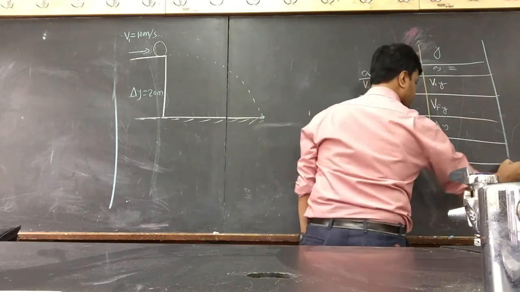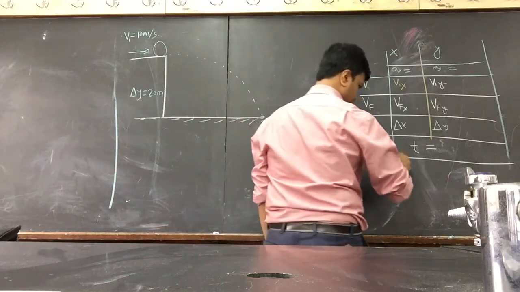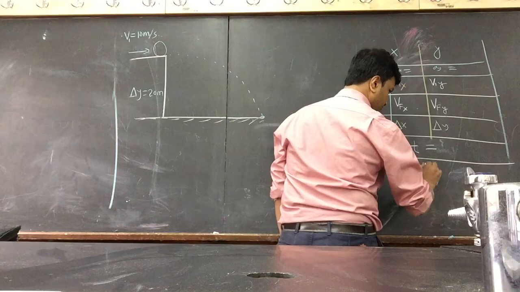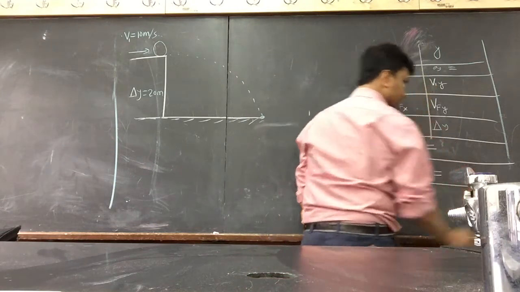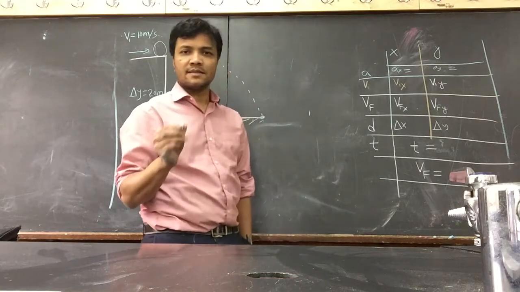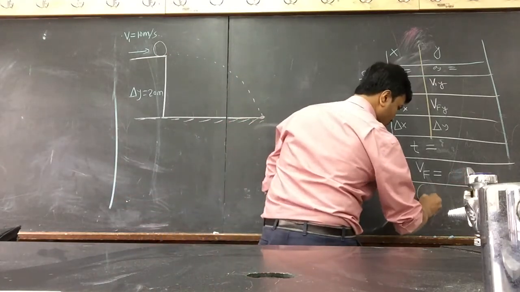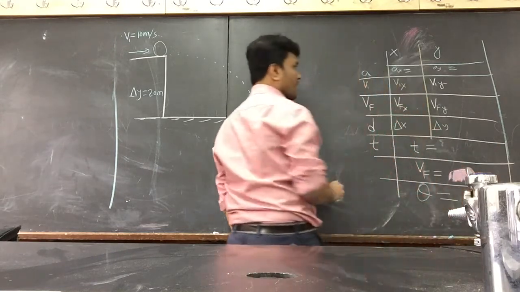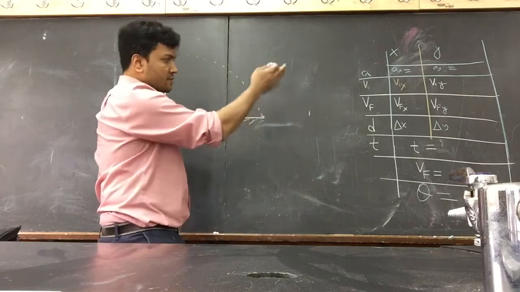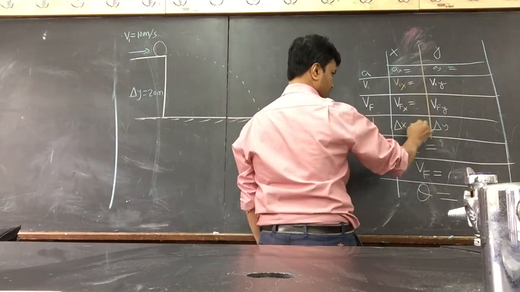I wanted to find velocity final, and I finally want you to find the value of theta. So we are finding a lot of things in the whole table. We have to fill it out.